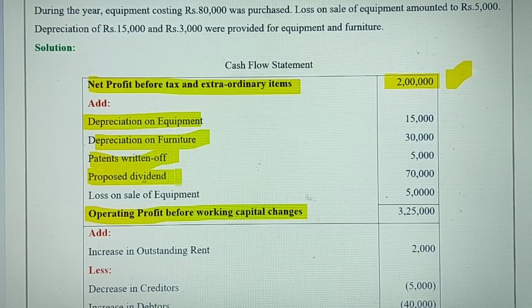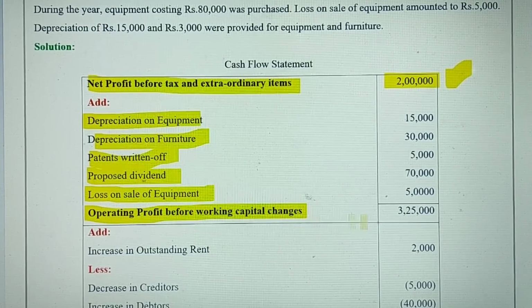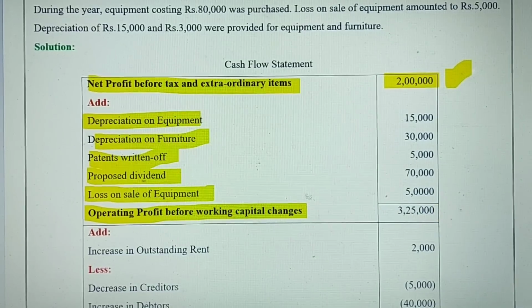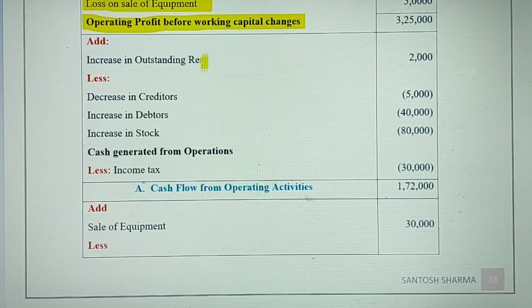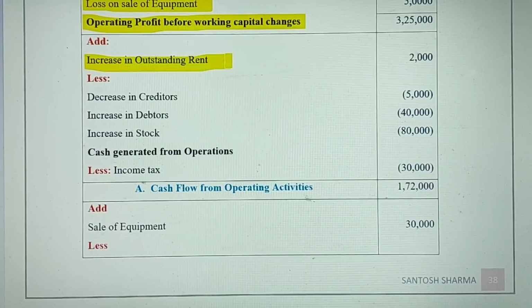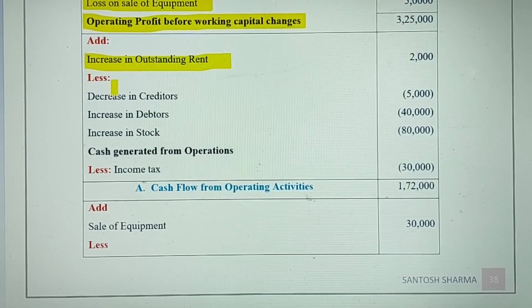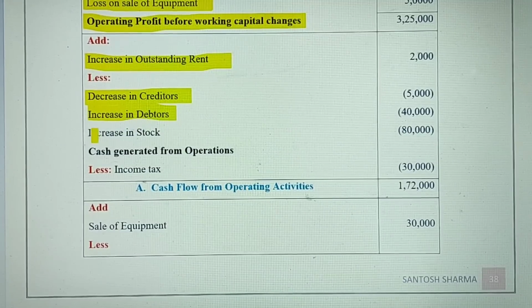Proposed dividend is to be added, and any loss on sale of equipment is also to be added. And after this, again you need to add the increase in outstanding rent if there is any. If not given, then ignore this. Then you have to deduct decrease in creditors, increase in debtors, and increase in stock.